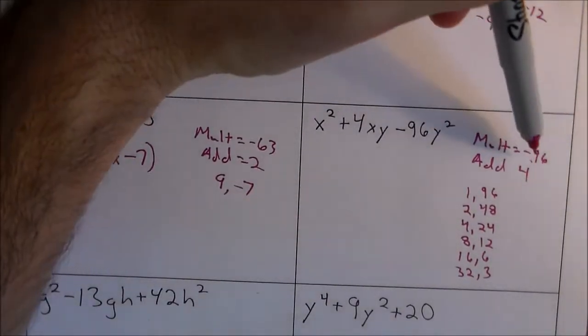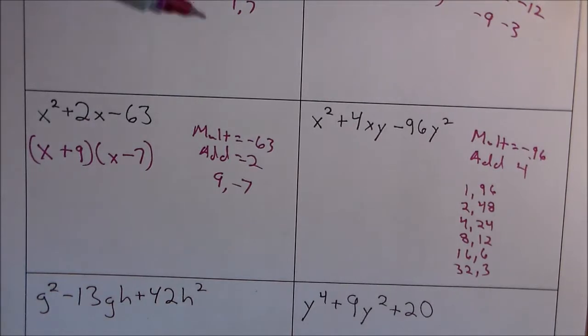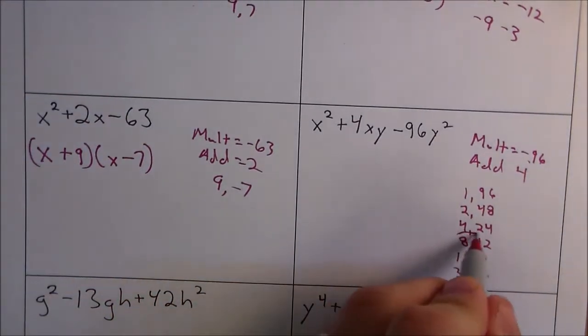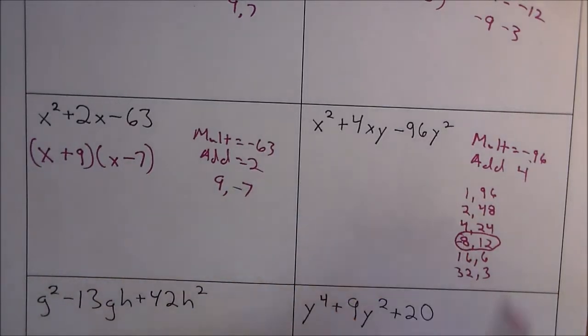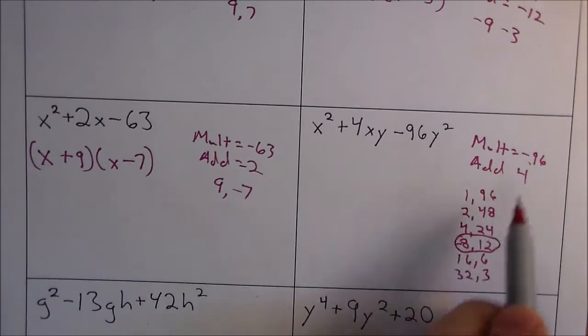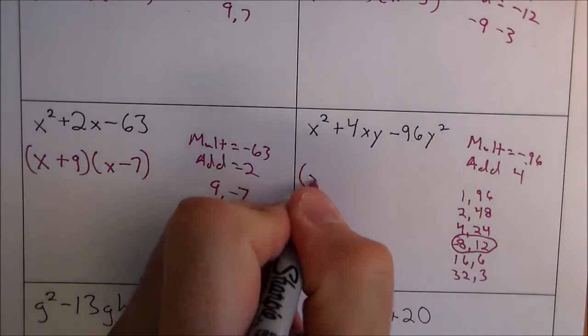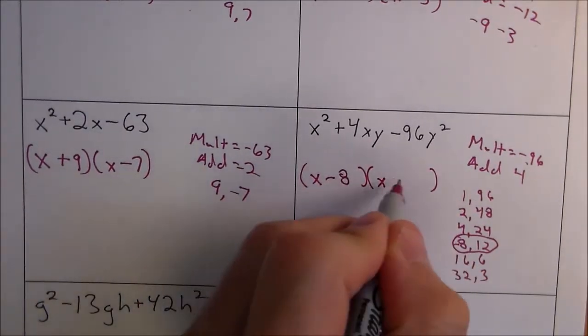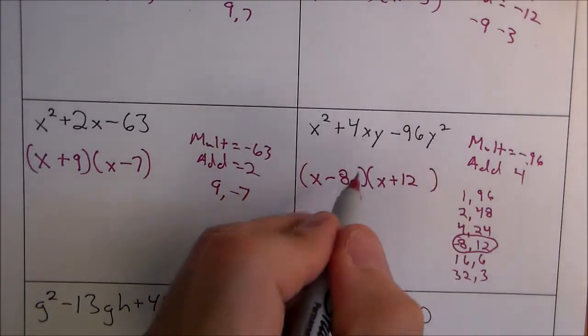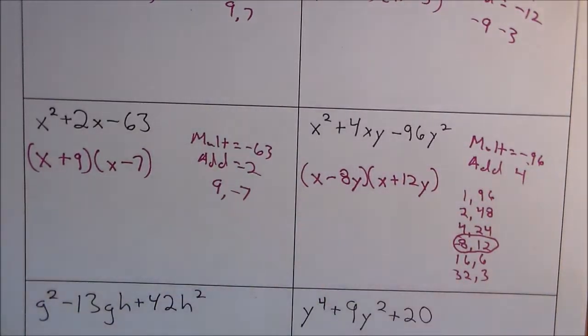So from here, it's negative, so 1 positive, 1 negative. I want them to be 4 apart. So I like 8 and 12. And let's make 8 negative, because that way these combine to be a positive 4. So I have x and x. It's going to be x minus 8, x plus 12, but I got this y squared, so I'm going to put it on both of those.